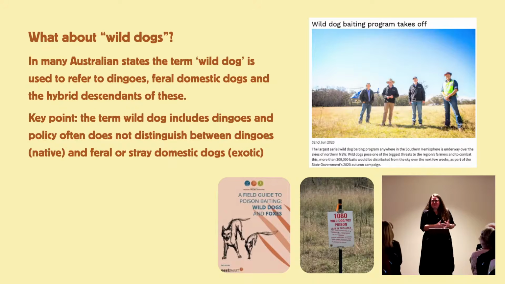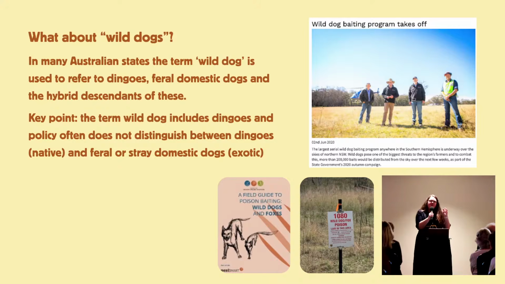But what about wild dogs? It's a term that we hear a lot about when we're thinking about dingoes and wild dogs in the bush, and we hear about it when we're talking about managing these animals in the landscape. In the news, I think it's important for many people to understand that Australian states use the term wild dog to refer to feral domestic dogs, hybrids, the hybrid descendants of them.